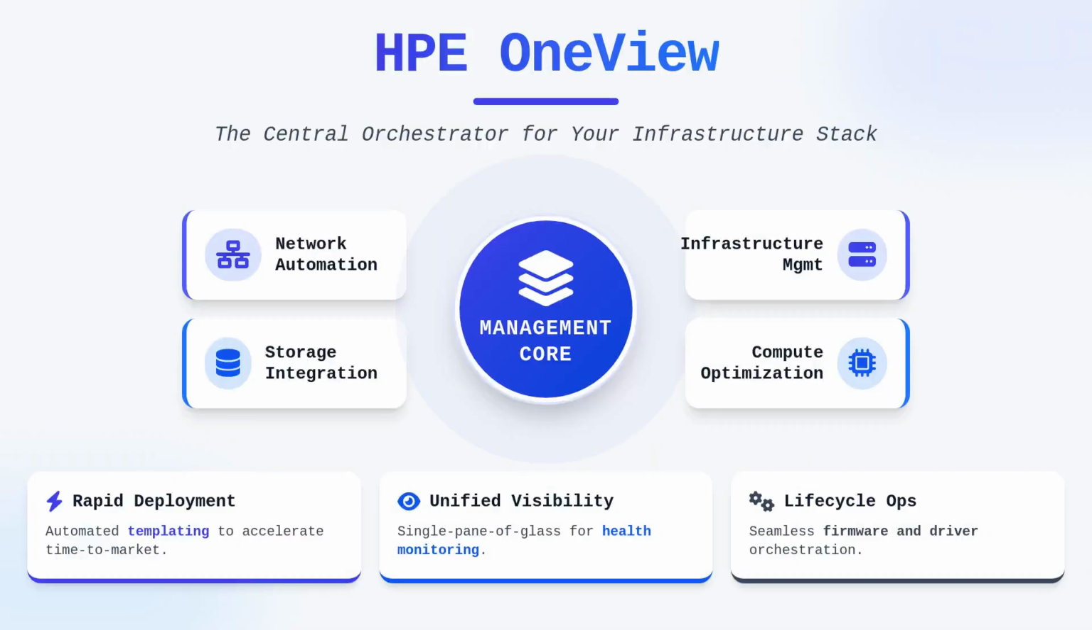Welcome back. Today we examine the technical depth of HPE OneView as a central orchestrator within your infrastructure stack.